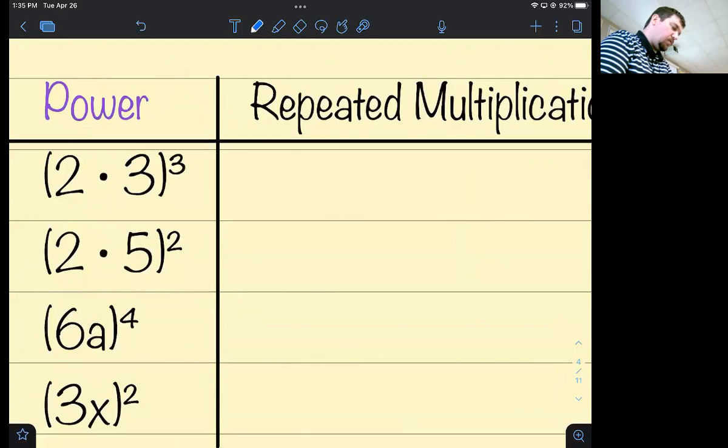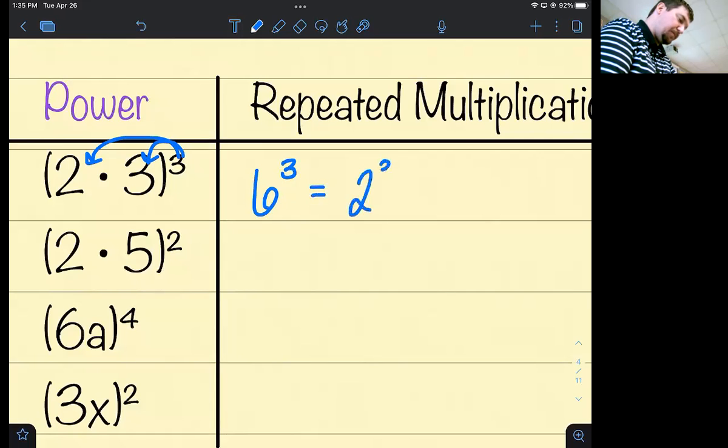This one here, first of all, what is 2 times 3? 6. Okay, so we could say this is 6 to the third power. Obviously, that'd be pretty simple. But there's another way of thinking about it. You could actually distribute the exponent to both of the factors in the parentheses, and you could think of it as 2 to the third power times 3 to the third power by distributing that exponent.